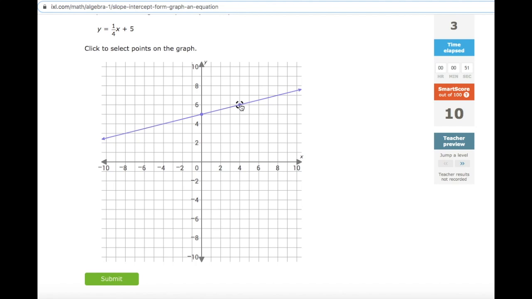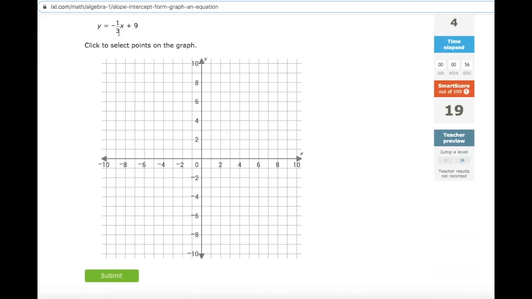Connecting the two dots, you have a line. Now here you have positive 9. Go up 9 for the y-intercept. Then your slope is negative 1 over 3. With the negative, you have to make sure you go down instead of up. So you go down 1 and then to the right 3. You always go to the right. You just change up or down depending on if it's positive or negative.